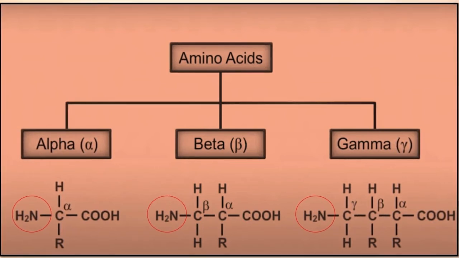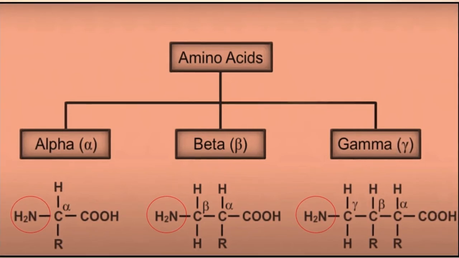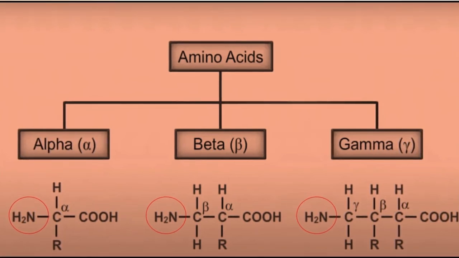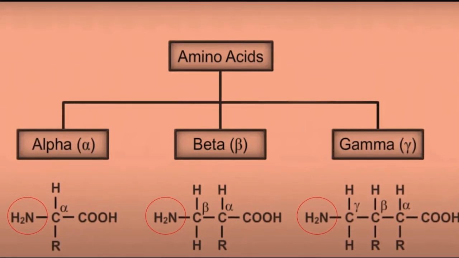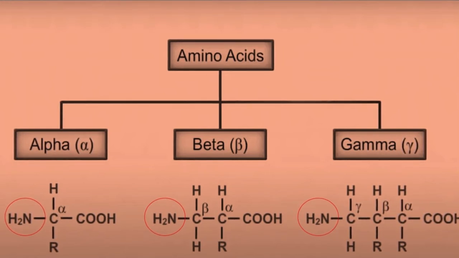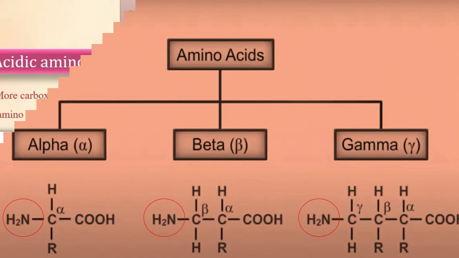And if you take beta amino acid, in beta amino acid, the NH2 group will be attached to the beta carbon. We know carbon atoms which are attached to the alpha carbon atom will be termed as beta carbon. And then we have gamma amino acids. In gamma amino acids, the NH2 group will be directly attached to the gamma carbon atom.